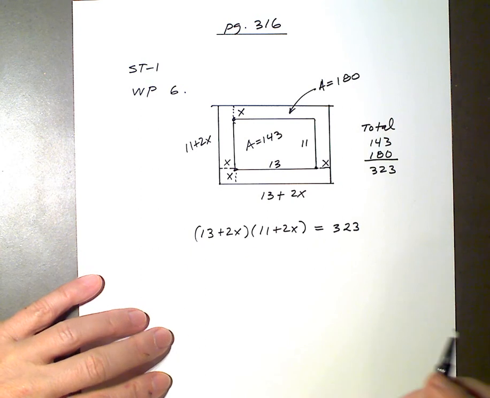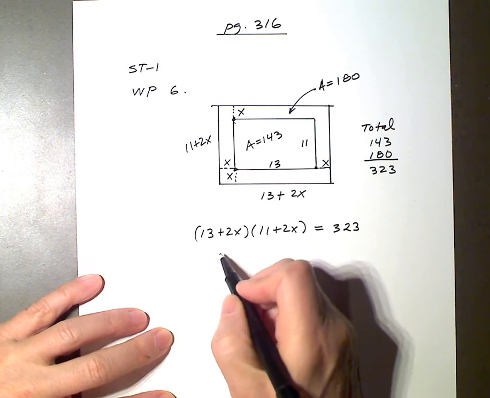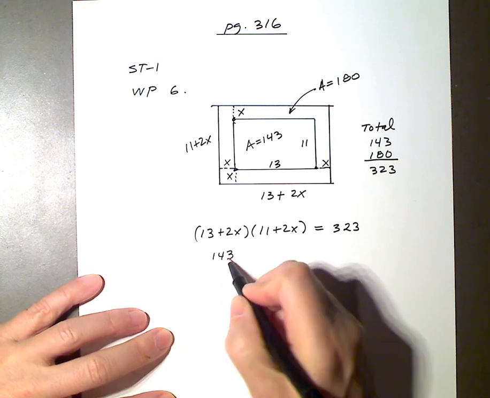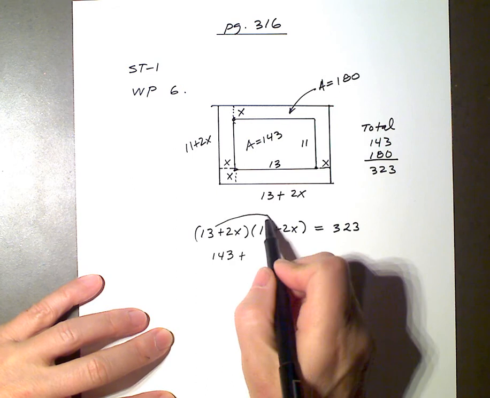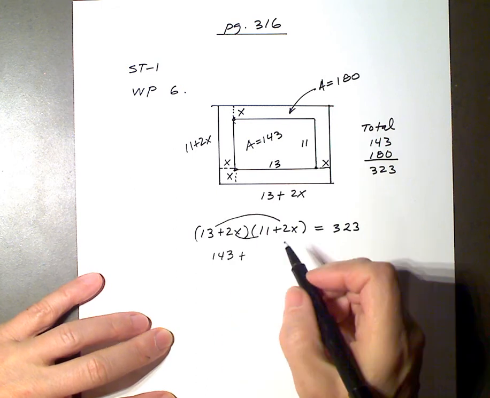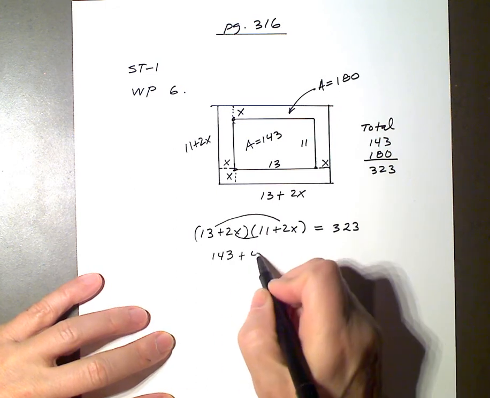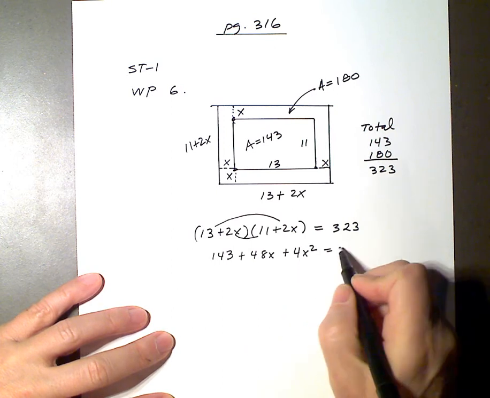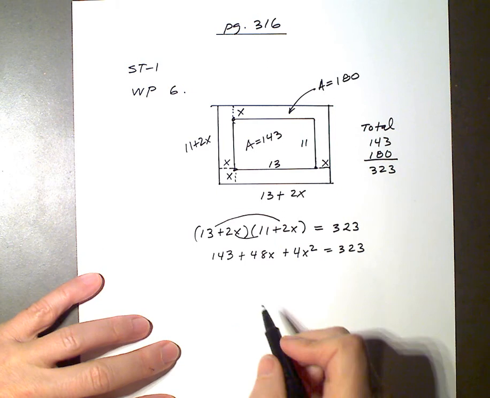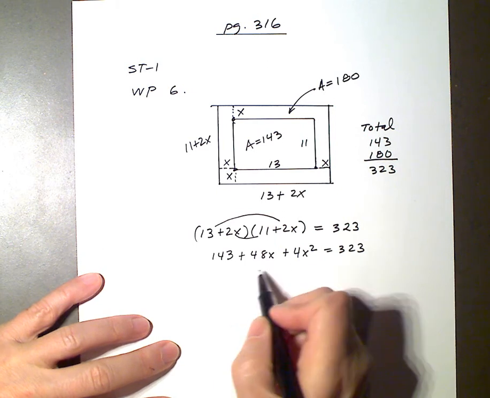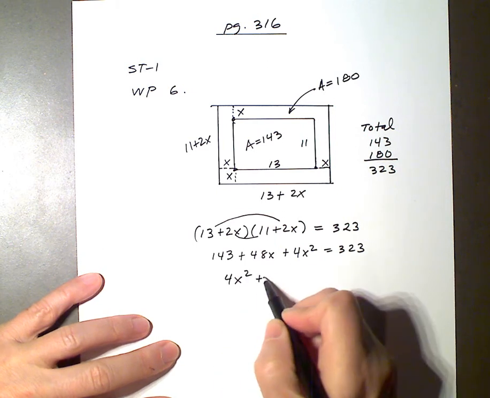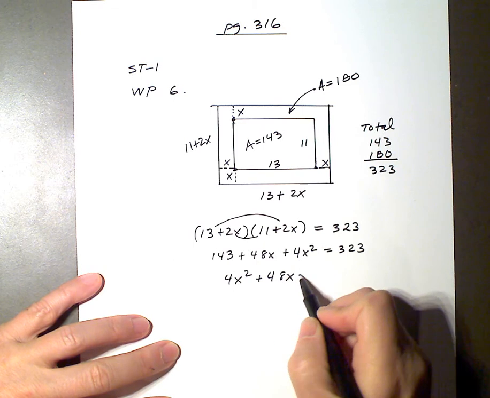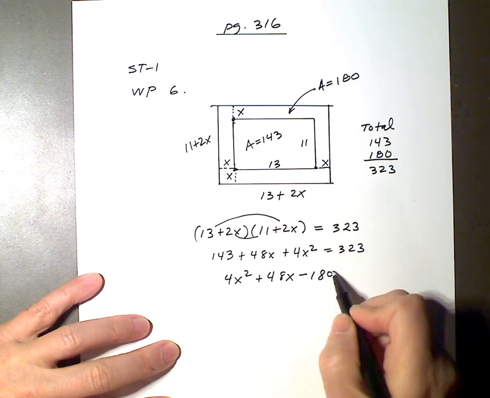So if I multiply this out, I get 143, let's see, plus 26x plus 22x, so plus 48x plus 4x squared is 323, and then I subtract 323 from both sides and get this in standard form, minus the 180 equals 0.